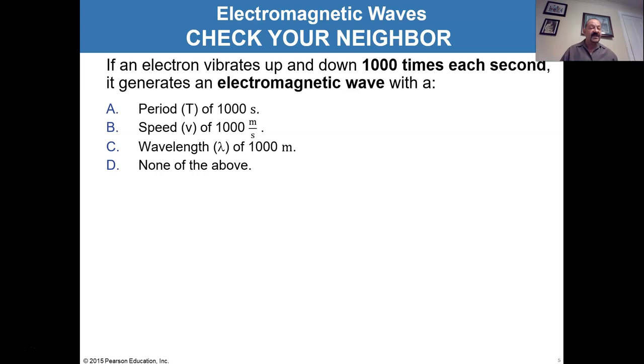The speed, it's an electromagnetic wave. It's moving at 300 million meters per second, so 1,000 can't possibly be right. And the wavelength of 1,000 meters.